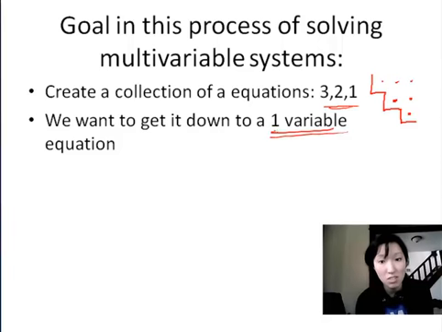So this is our ultimate goal, to get a one variable equation so that we can identify one unknown, and then in turn we'll be able to identify them all.